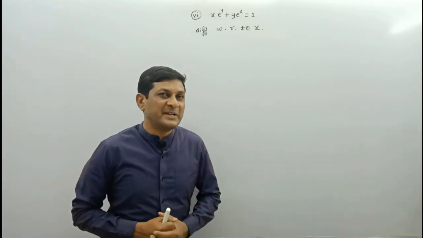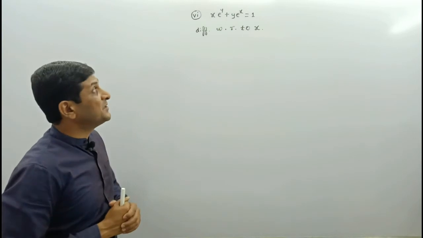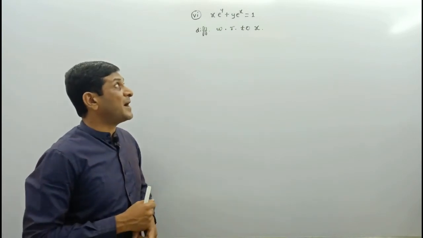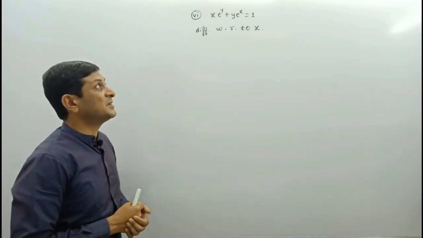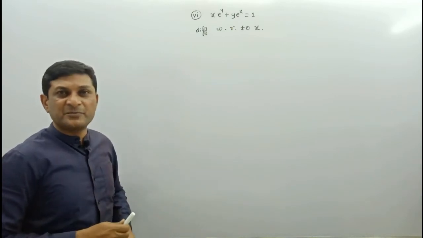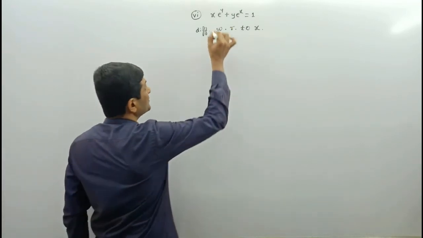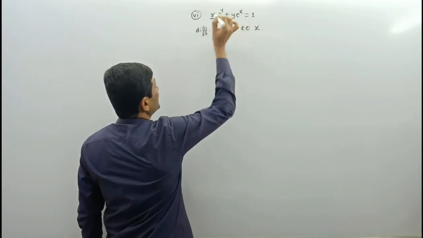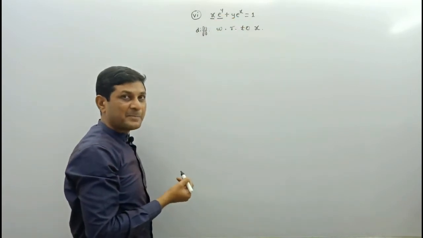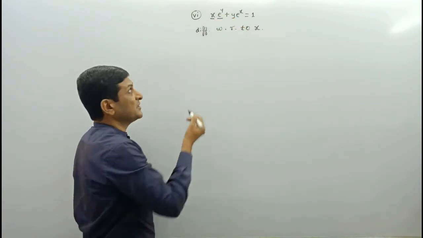Now see the example number 6. In this example, what is the given function? X into e raised to power y plus y into e raised to power x is equals to 1. Let us differentiate it with respect to x. Here we can observe that product of two function is there. That's why we have to apply product rule to find out differentiation.